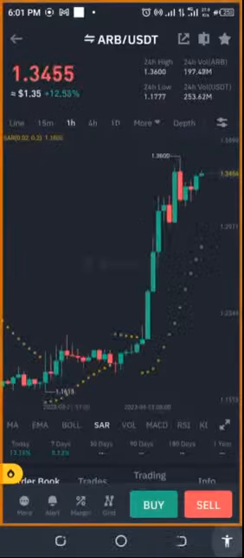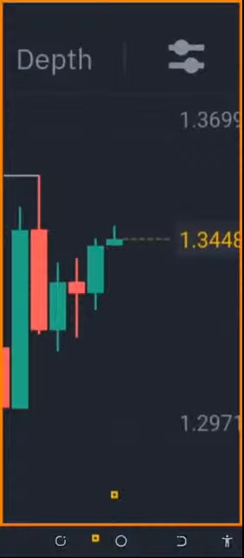Okay, so I'm seeing that it's been pumping. It was actually going up and down for a while. It was in this green candle. Previous was actually a red candle, and now it's already going up. Well, let's see how it is.